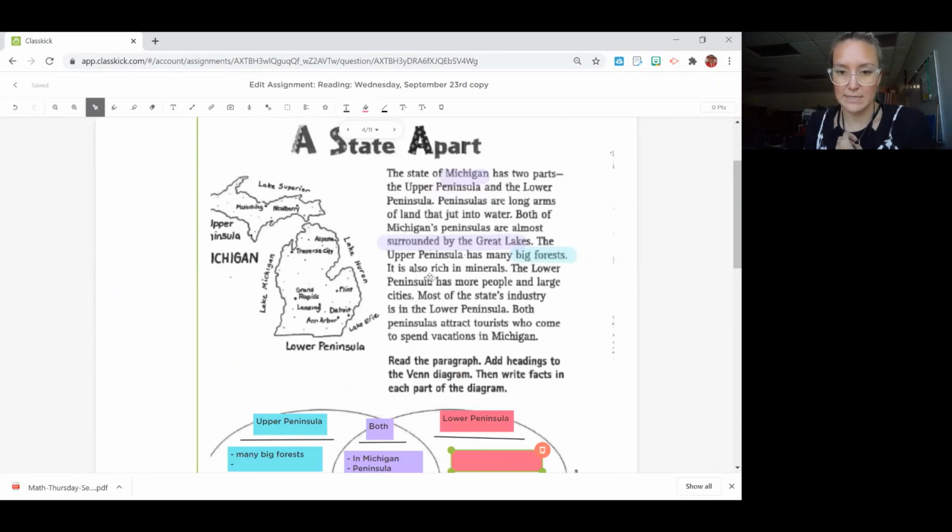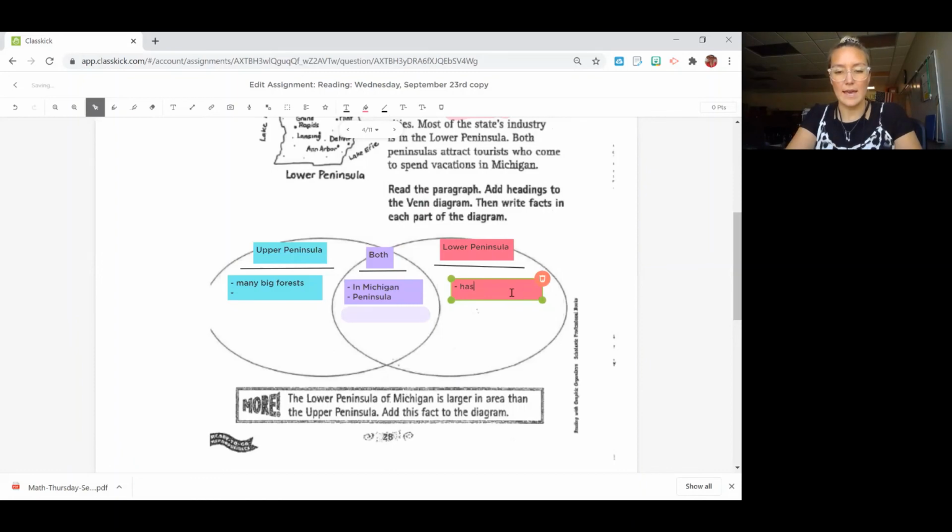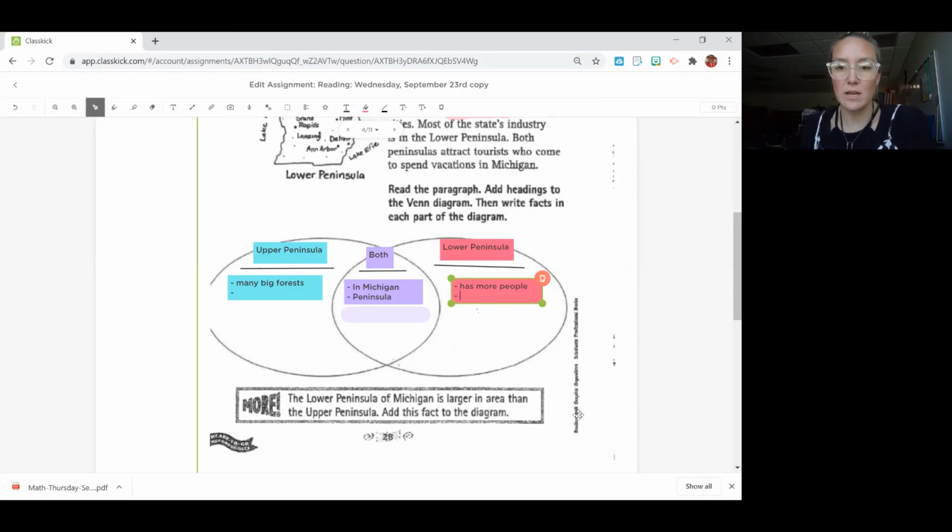Let's look for Lower Peninsula. Has more people. More people. Highlight that. Then add a bullet point. It has more people. Now I want you to find at least, maybe you can find more than just one, contrasting things between Upper and Lower Peninsulas. Make sure you have everything written down and highlighted that I do, and then you'll be complete for your work for today. Make sure you watch the other video for how to enter the Edulastic quiz.